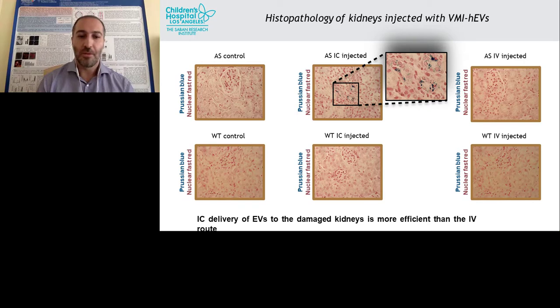So intracardiac delivery of EVs to the damaged kidney is more efficient than the IV route, and we know that the disease really contributes to the homing of the EVs or cells to the target organ. And so this is an important step moving forward, as understanding the biodistribution and homing of any reagent that's being injected into a human organism is important and needs to be well documented.